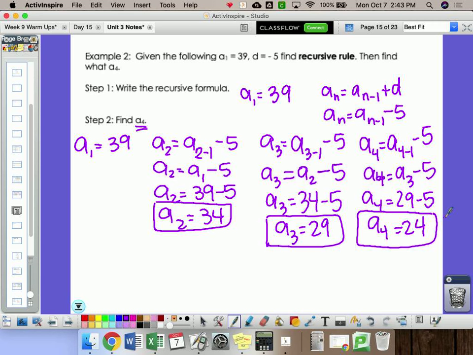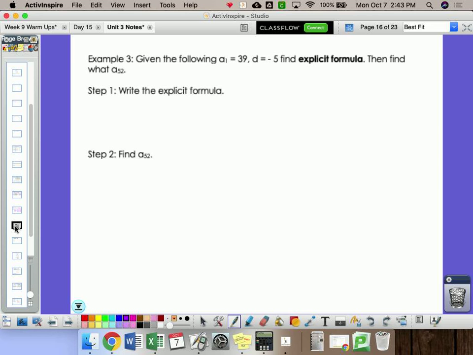So the nice thing about recursive is it really shows you the pattern that's happening throughout your equation. So we're going to do the same example again, but we're going to write the explicit formula this time. So I still have an A1 of 39 and a D of negative 5. So I want to write the explicit formula, and I'm going to write the equation up here for you so we can fill in the blanks.